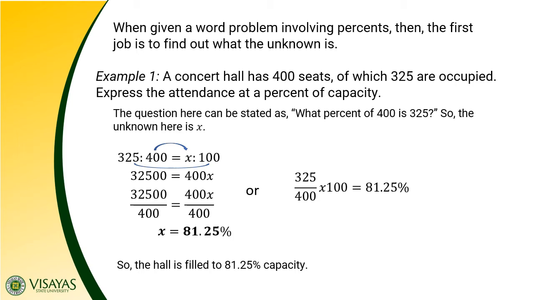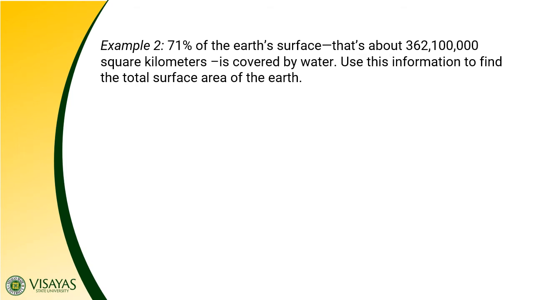Or, in conclusion, in the problem, 81.25% of the seats in the concert hall were occupied. Okay? Is it clear? I hope the explanation is clear, because we will proceed to another example. Let's have here: 71% of the Earth's surface, that's about 362,100,000 square kilometers, is covered by water. Use this information to find the total surface area of the Earth.